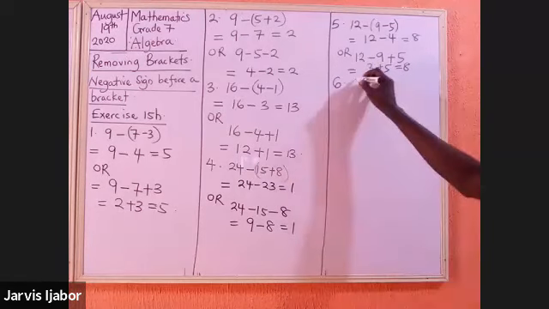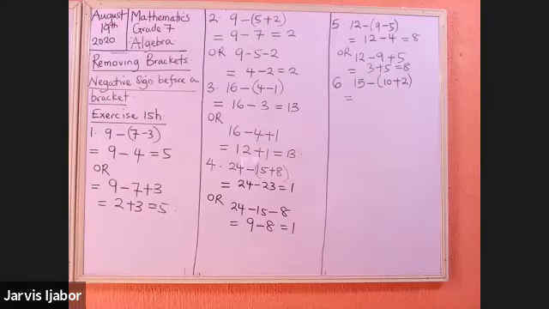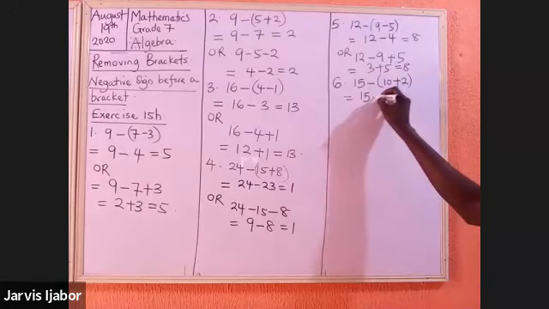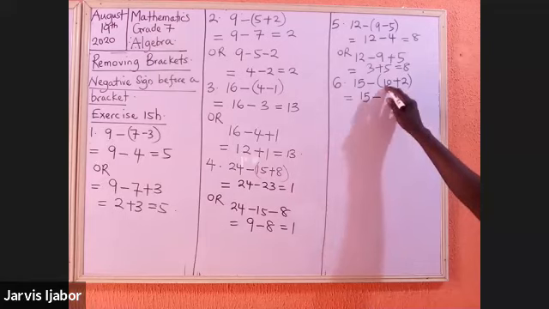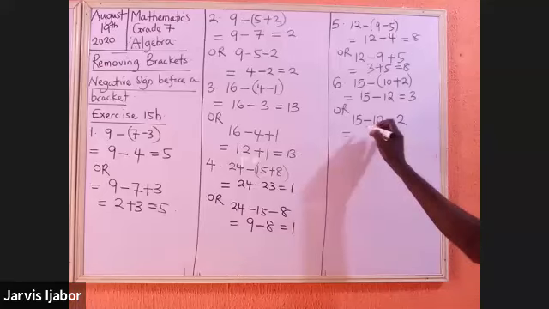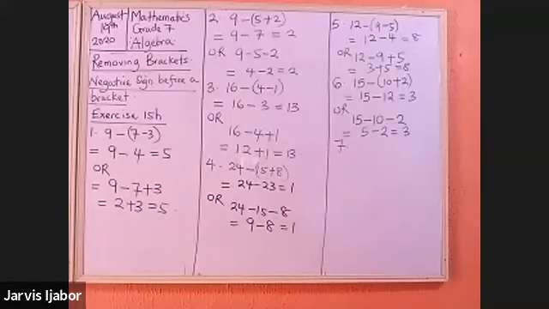That will be 15 minus 10 plus 2. What would that be? This will be 15 minus 4. 12, and that will give, this will be 15. So that will give me what? It will give me what? 5 minus 2, and that will be what? 3. Question 7.